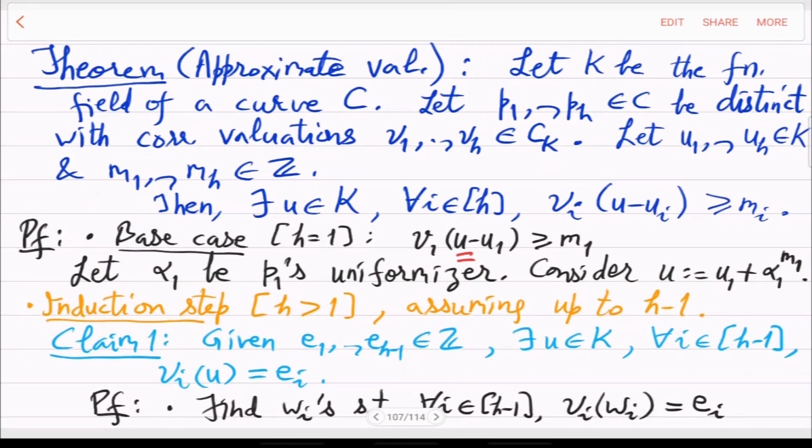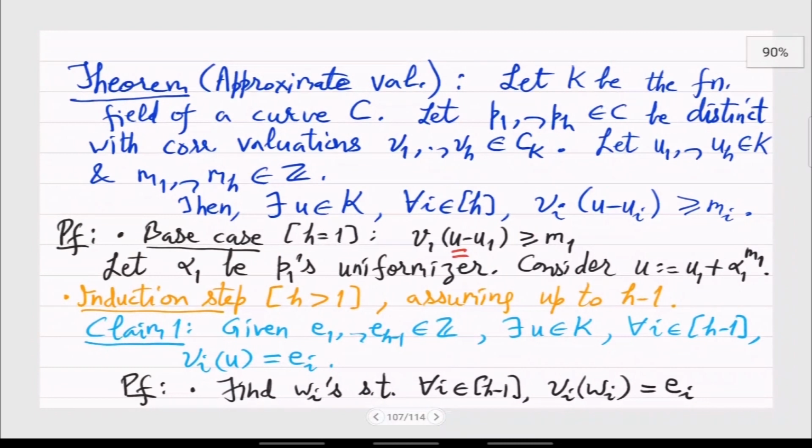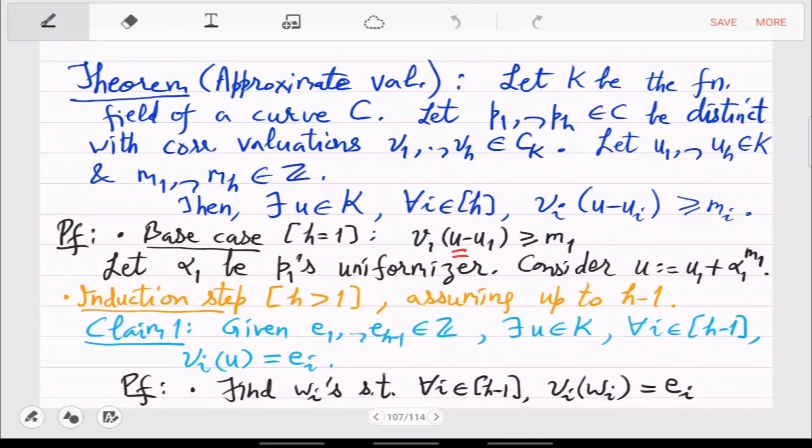That's the hard part, because in the base case when H is equal to 1, let's make this bigger. So when H is equal to 1, that's the base case. There you only have one inequality. So in that case you can pick your U to be just U1 plus the uniformizer for V1, alpha 1 to the M1, right? So you will have exactly valuation equal to M1. That's easy. It will work whether M1 is 0, positive or negative. So you will get valuation V1 to be exactly M1.